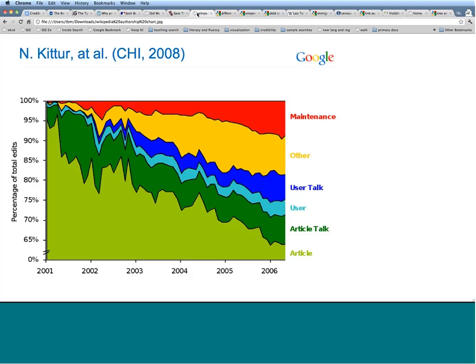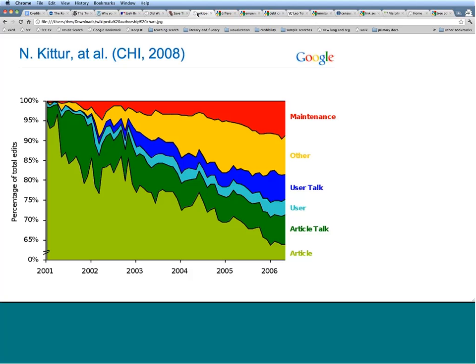What you're seeing here is results of a study where someone looked at how much time people are spending on which tasks in Wikipedia. Well, here's what's really interesting about it to me, is if you look at the vertical axis, you'll see that it doesn't actually start at 0 per se.